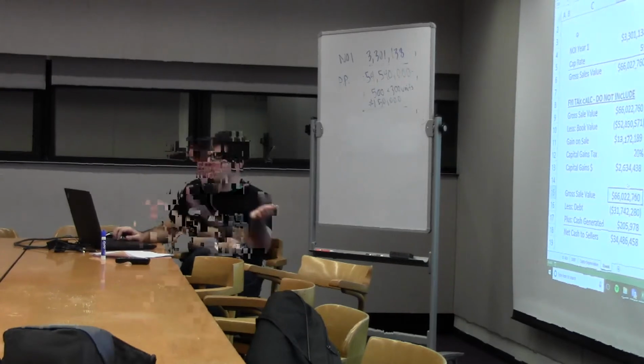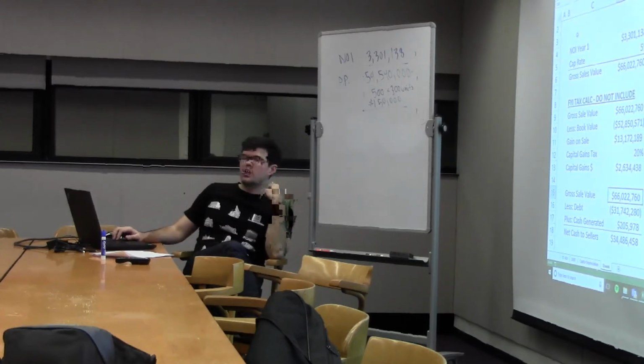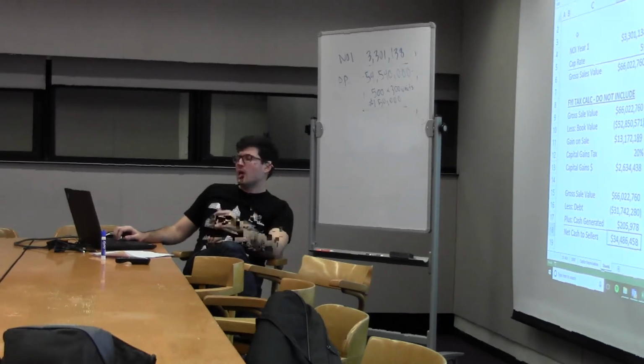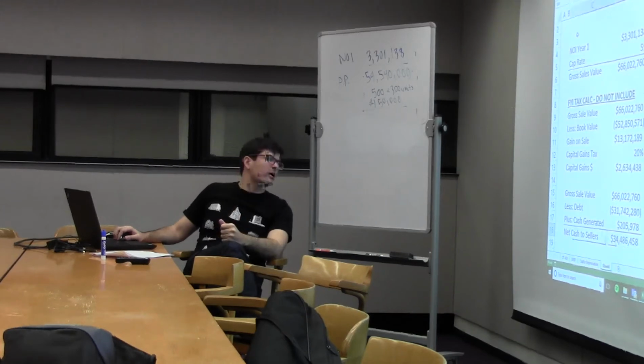So we get the gross value, which is the total amount that the buyer is going to pay to us. We have to turn around and pay back the bank for all the debt that we owe them. But we get to keep the cash that we made over the course of the year. So at the end of the day, after the sale, we're taking home 34.486 million.